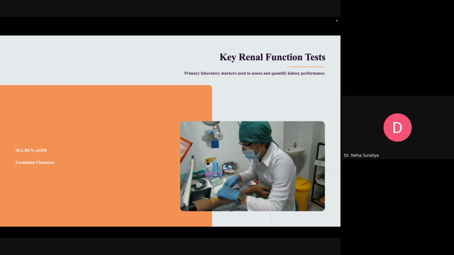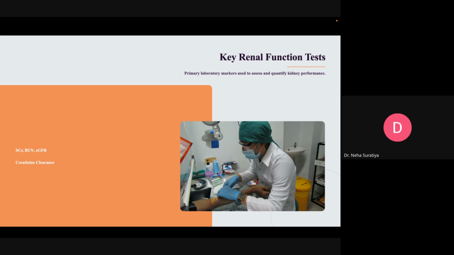Next, we have BUN, which is again very important. That is blood urea nitrogen. This blood urea nitrogen reflects protein metabolism. Blood urea nitrogen itself has a little meaning. So it reflects your protein metabolism, which is affected overall by dehydration, and diet is also a factor. Internal GI bleeding is also a factor. So this BUN also you need to focus on.